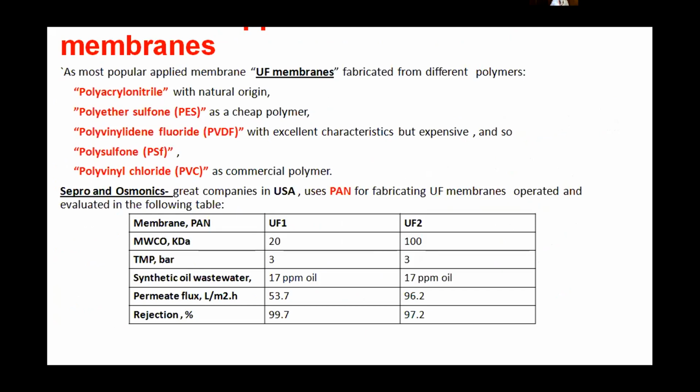Here you can see an example already used by one of the greatest companies in the United States of America, using PAN, polyacrylonitrile, for producing UF membranes. And here you can find, when controlling the molecular weight cutoff to increase it to 100,000 Daltons, the percentage rejection is lower at 97, while the other was 99, and the permeate flux was highly enhanced.